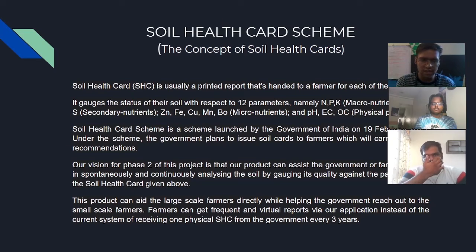This is a very popular scheme. It was started quite a few years ago. But the idea is that you tell the farmer that this is the state of your soil and these are the sort of crops that you can grow on it. This soil may not be suitable for a certain type of crop, but it might be suitable for this crop. So you're essentially recommending based on the health of the soil.